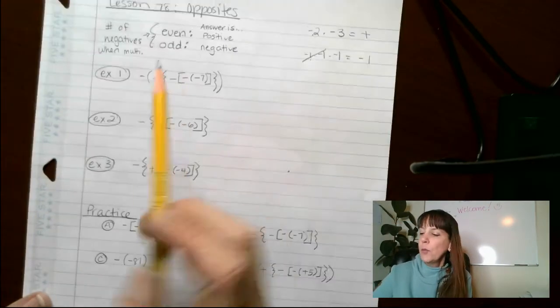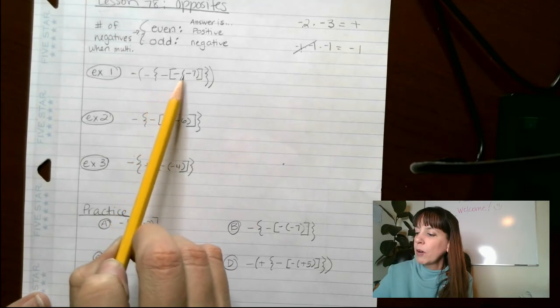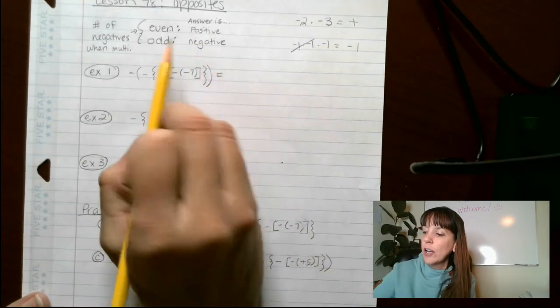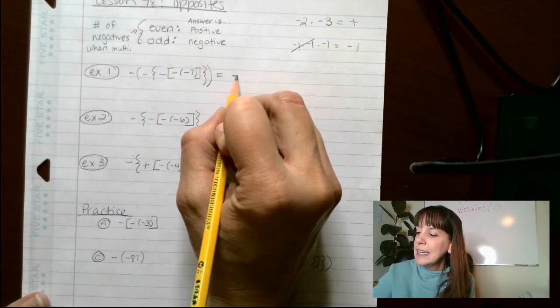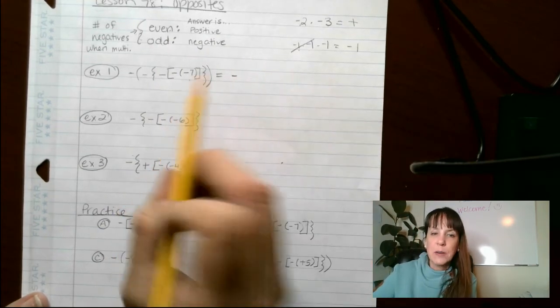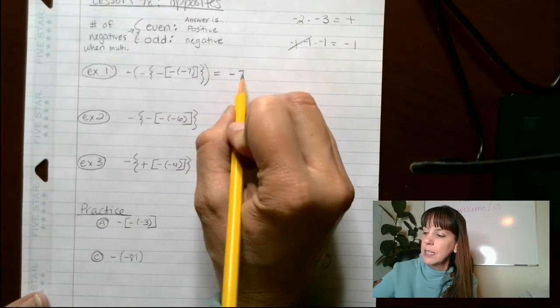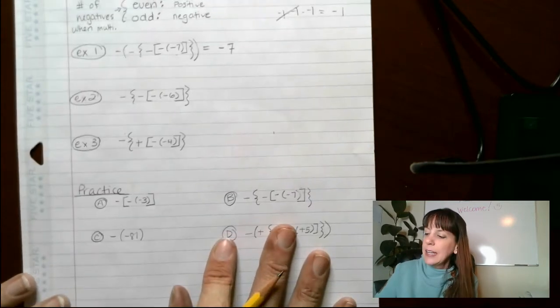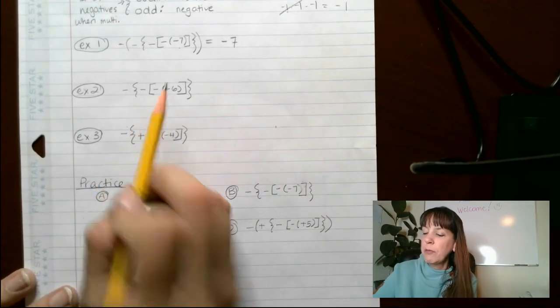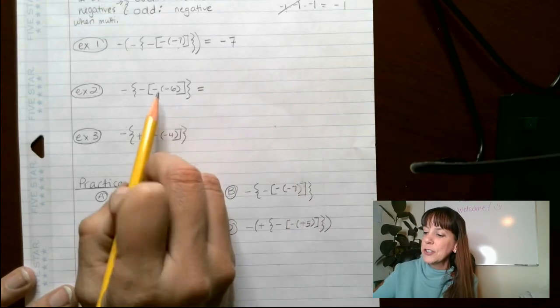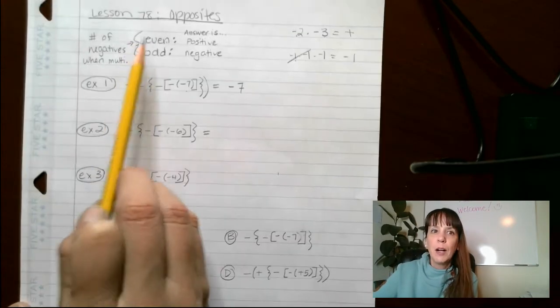So take a look here. We have 1, 2, 3, 4, 5. That 5 is an odd number, so our answer is going to be negative. And we just take that number that's in there, and we're like, all right, there you go. It's a 7, okay? Take a look at this one. 1, 2, 3, 4. 4 is even, so our answer here is going to be positive.